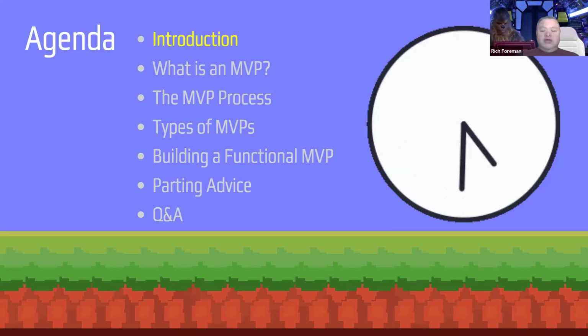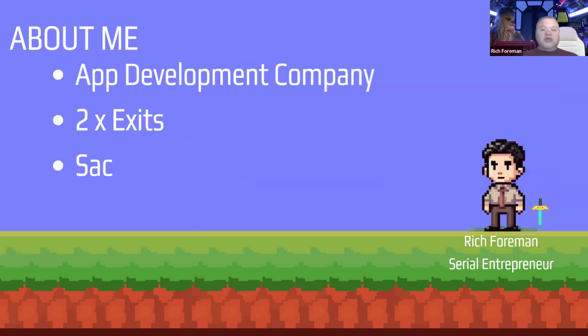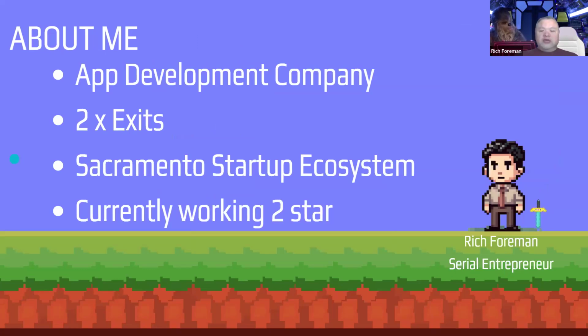Let me introduce myself. My name is Rich Foreman, and I now describe myself as a serial entrepreneur. I started my entrepreneurial journey with an app development company called Apptology in 2010, and since then, I've had two exits. I'm highly connected to the Sacramento startup ecosystem, and Sacramento is actually about 2 hours east of Silicon Valley. In Sacramento, I run the Startup Grind chapter, Startup Folsom, and MedStart.